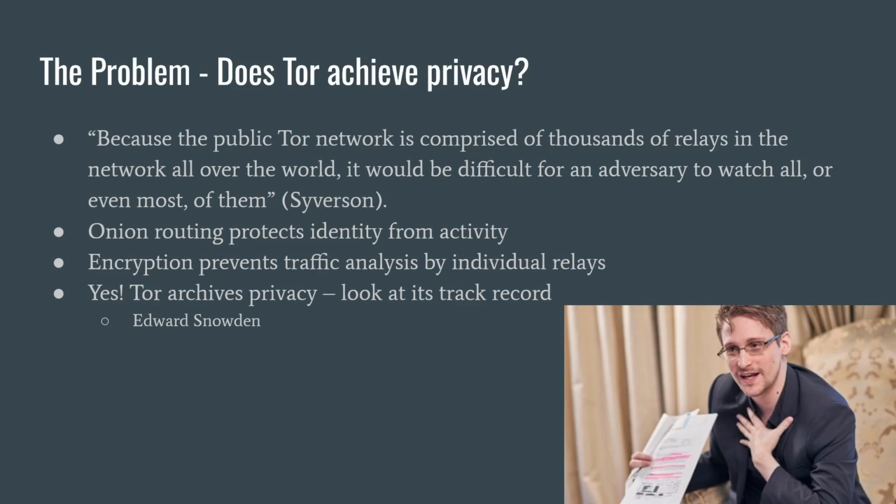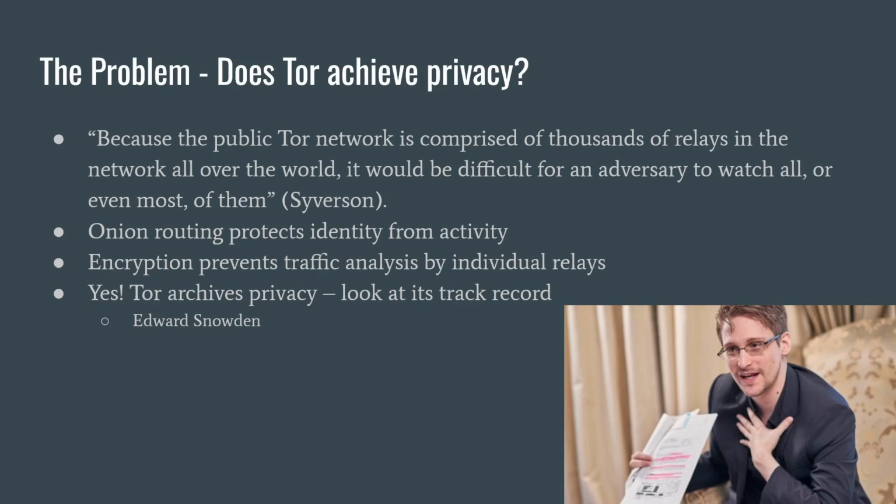Onion routing protects identity from their activity. So no single relay knows both the client's IP address and their destination content. Because if you think about it, only the entry relay knows the client's IP address, and only the exit knows the destination. The exit does not know the client's IP address, and the entry relay does not know the request because it hasn't decrypted the entire message. And the middle relay does not know the IP or the request. It only knows the other 2 relays.